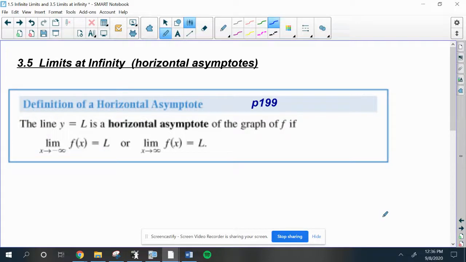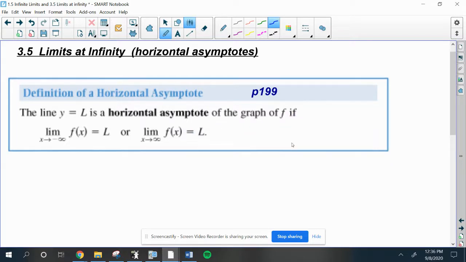So here we have limits at infinity. This is really the first time we've ever looked at this. This is the case where the value of x is going to plus or minus infinity. And now, if x is going to negative infinity or positive infinity and it approaches a number, L, then that has to be a horizontal asymptote. So that's your definition of a horizontal asymptote.